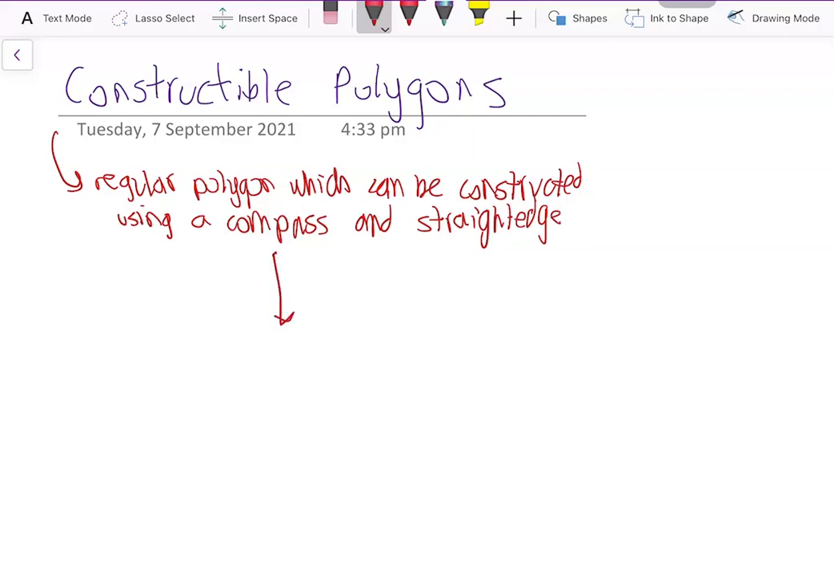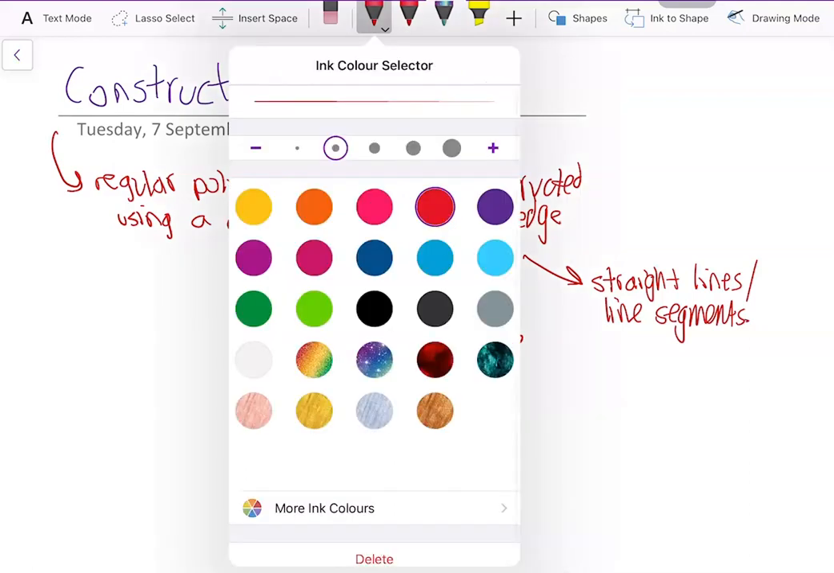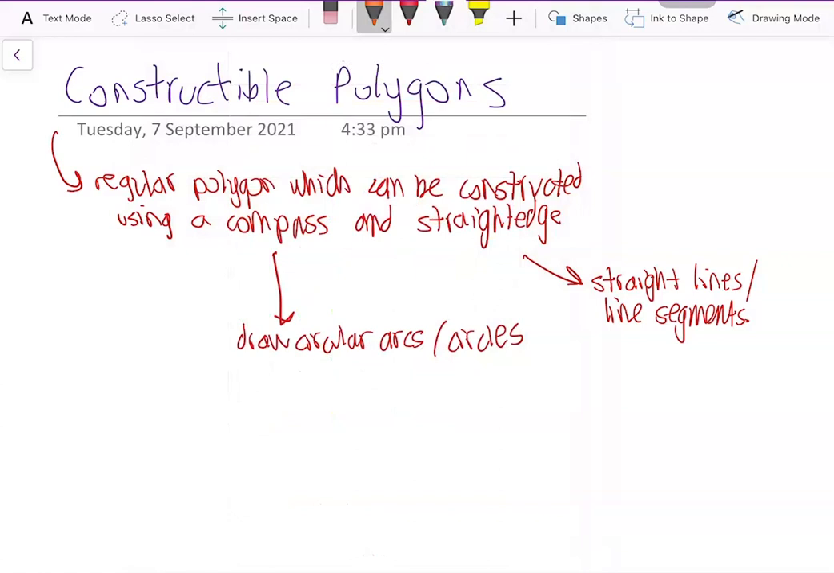The compass is used to draw circular arcs or entire circles. You can use a compass to select the center of your circular arc or circle, and you can also fix a radius. And the straightedge is used to draw straight lines or line segments. Our goal is to use our compass and our straightedge to construct as many different regular polygons as we can.